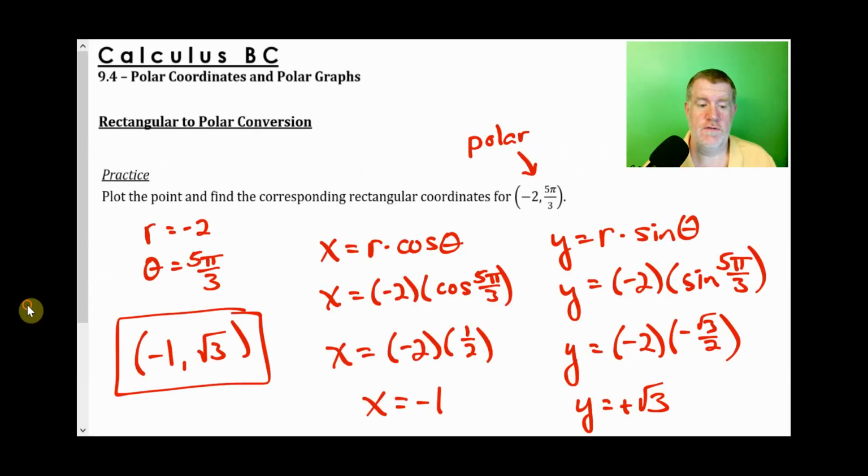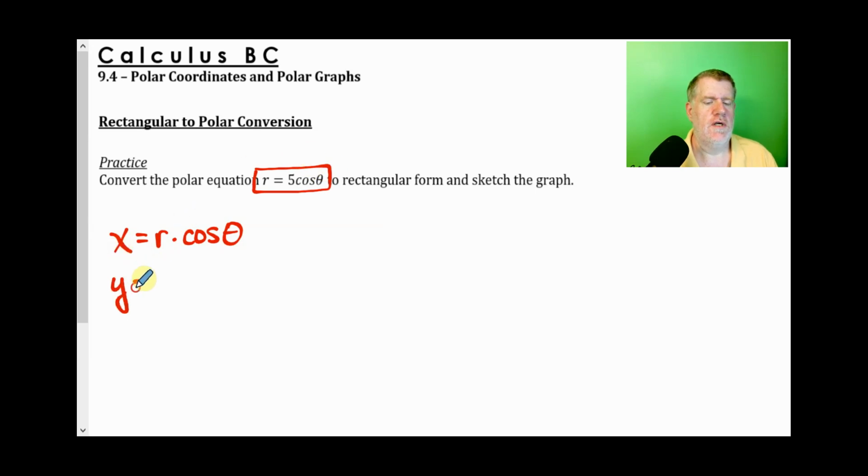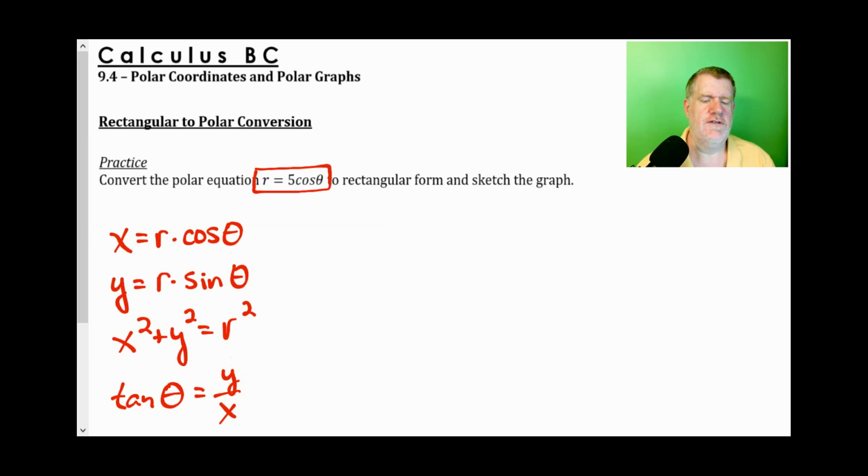Alright, let's move on. Now we're going to convert this entire polar equation to rectangular form. Let's see what we know. We know that x equals r cosine of theta. Interesting, that's kind of flirting in there somewhere. We know that y equals r sine of theta. I know that x squared plus y squared equals r squared. And I also know that the tangent of theta equals y over x. Now some of these are going to be useful and some of them just totally irrelevant.